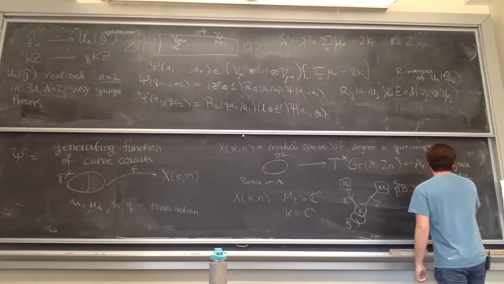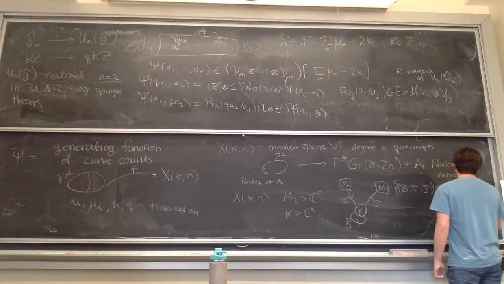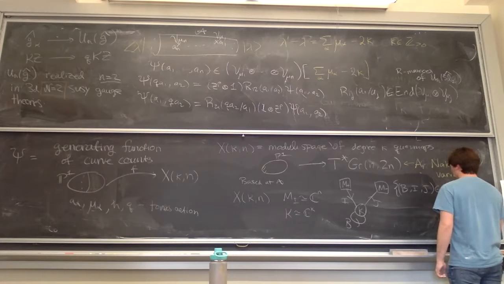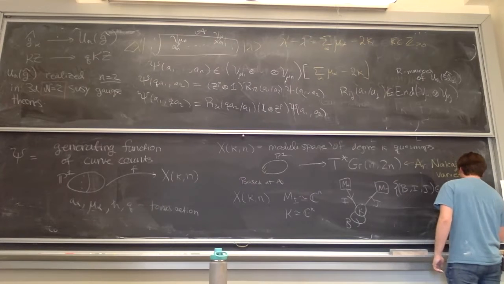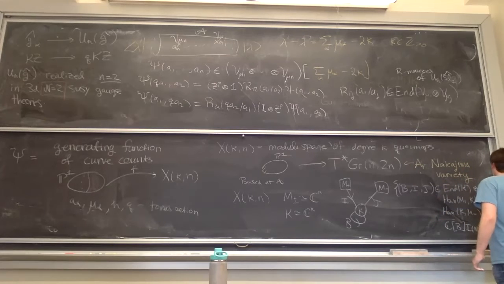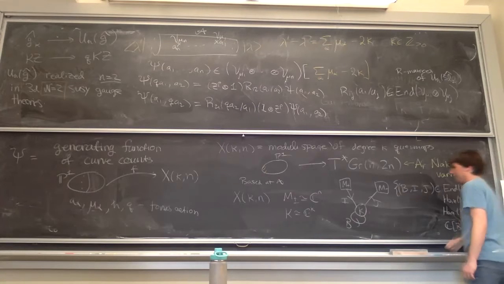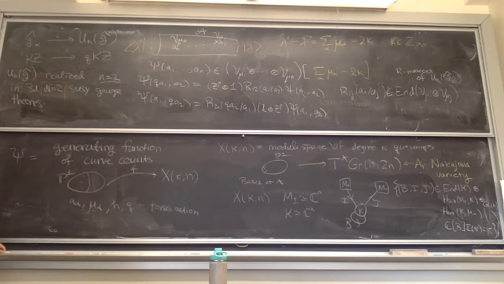which sit inside of endomorphisms of K, plus Homs from M plus into K, plus Homs from K into M minus, just as the picture suggests, and then you impose some stability condition, which explicitly says this. And then you divide by, yeah, okay. So I'm running out of room, but so that's the space.